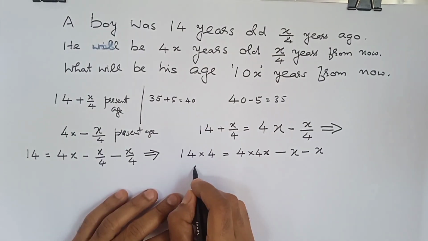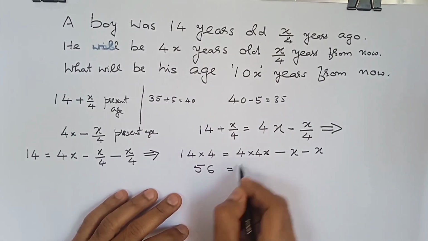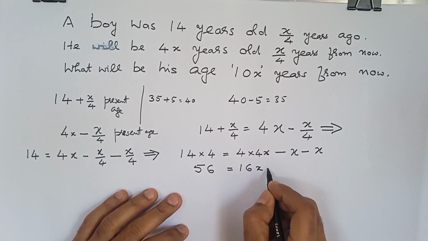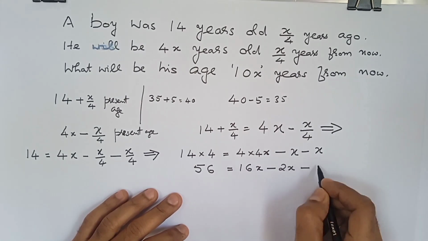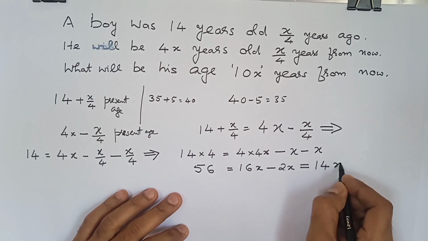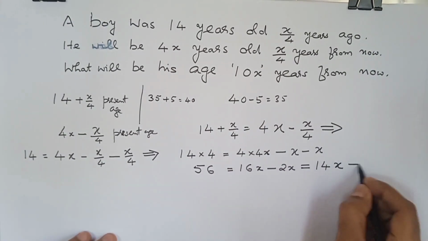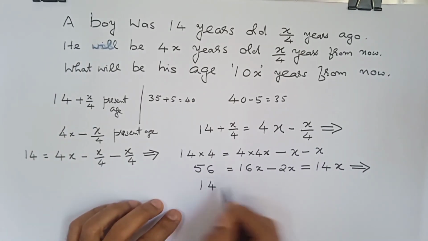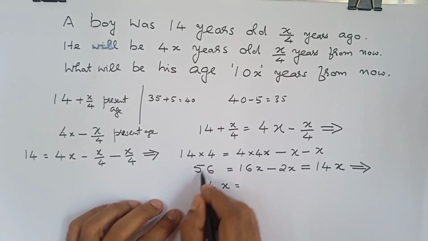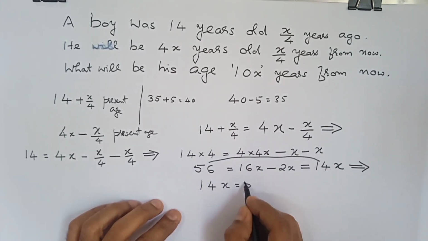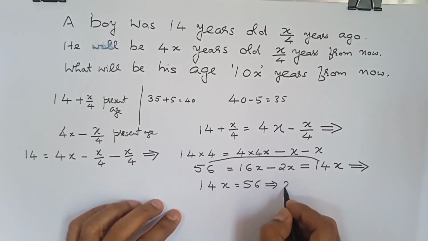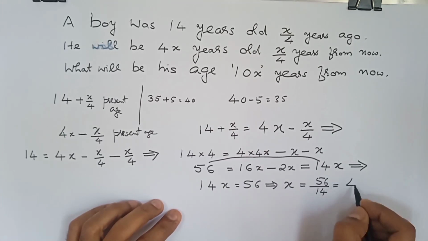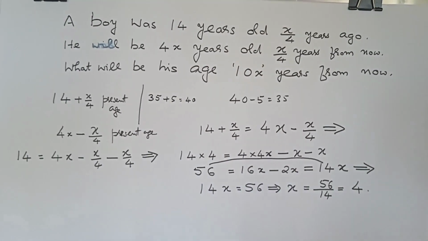Now this one is 56. This is 16x minus 2x, which is 14x. This implies, just for convenience, let me change the position and write 14x first, then equate it to 56. That implies x is equal to 56 by 14, which is 4. So we have found the value of x.